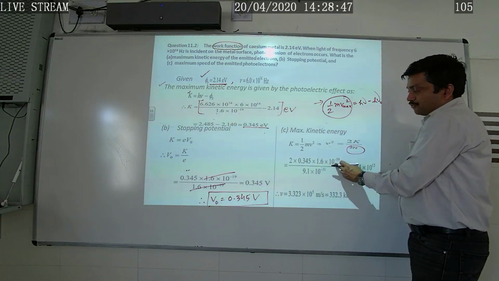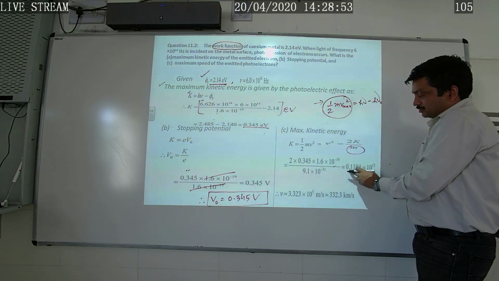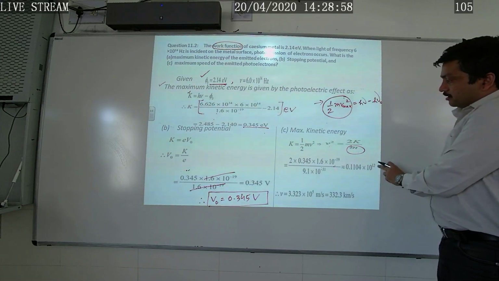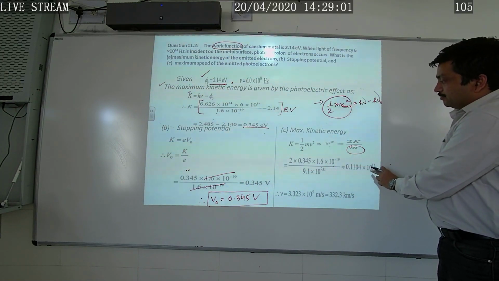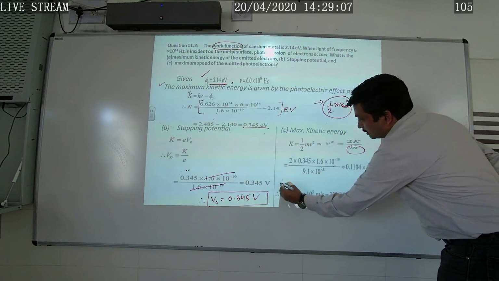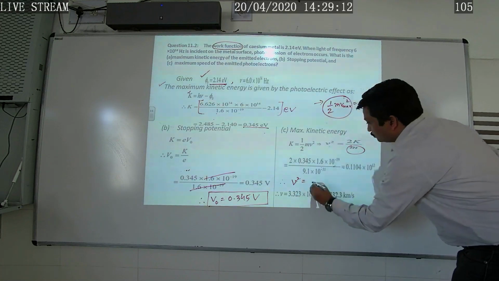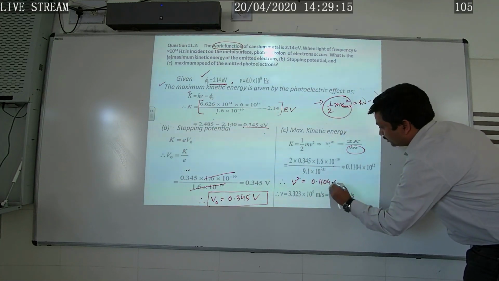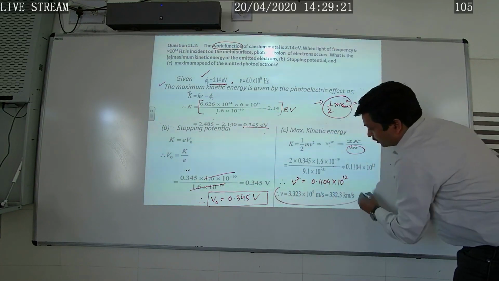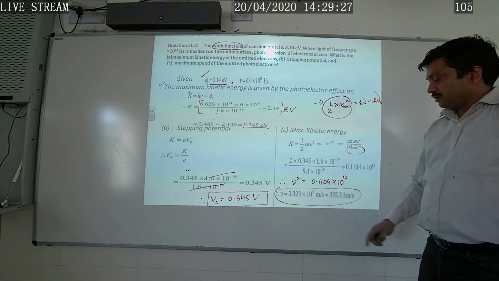So we will put the value of electron charge, that is 1.6 into 10 to the power minus 19, and after calculating it we got the answer 0.1104 into 10 to the power 12, and this is v square. So the square of the velocity is equals to 0.1104 into 10 to the power 12. When we take the square root of this, we got the required answer, which is 3.323 into 10 to the power 5 meter per second.